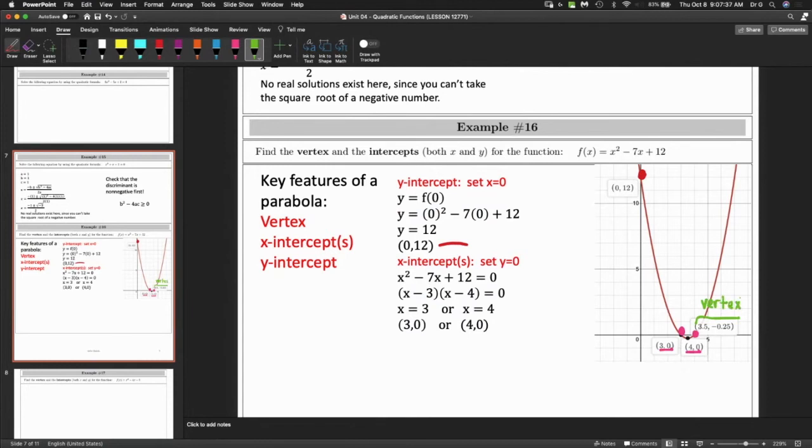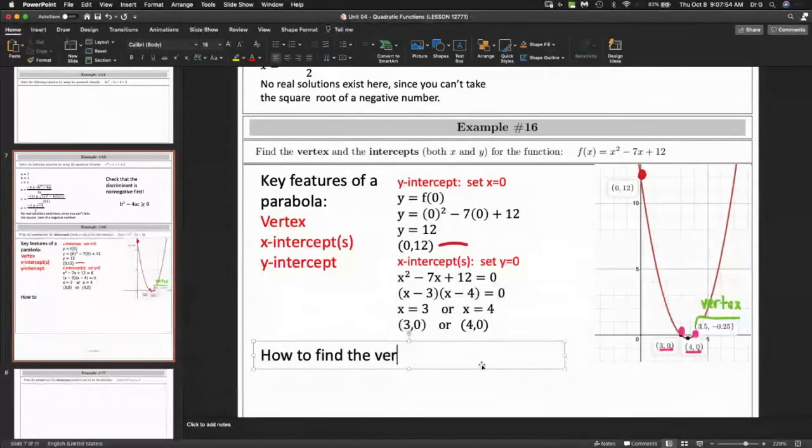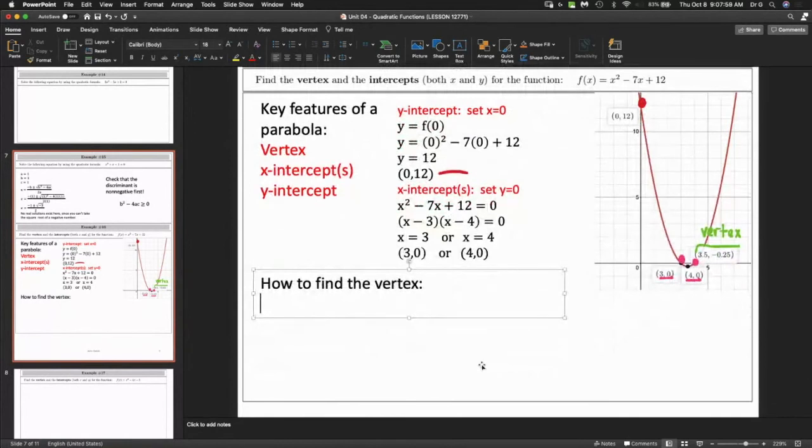So what we're going to do now is calculate the vertex. This is the new thing that I haven't discussed with you today. There are different ways of finding the vertex. I know three ways. The first way is you can complete the square. The second way is you can average.